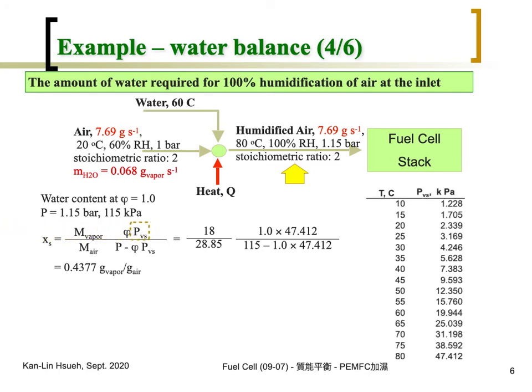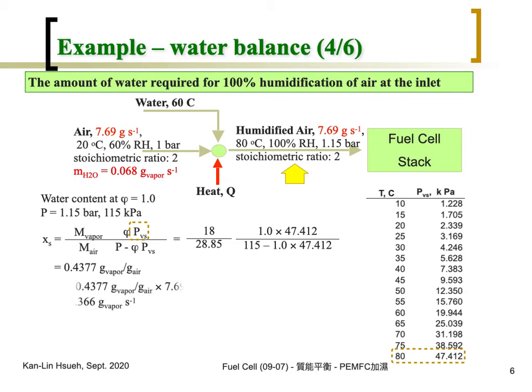The phi times PVS, the saturated water vapor pressure, this is at a relative humidity of 1 and 80 degrees Celsius. So we look in the steam table at 80 degrees Celsius, the saturated vapor pressure is 47.412. So substitute this number into the equation, we can calculate the humidity mass ratio, which is 0.4377 gram of vapor per gram of air.